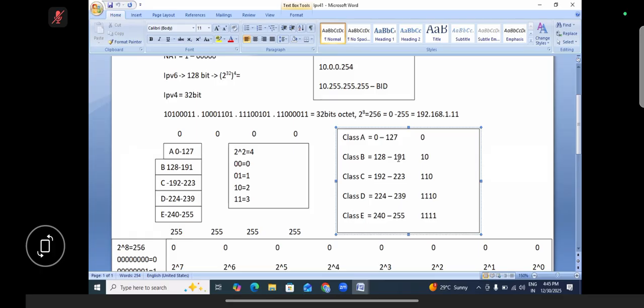It depends on the priority bit. Got it, guys? IP address classification is done by using the priority bit, right? So what is the priority bit? The most significant bit of the first octet, we are considering as a priority.